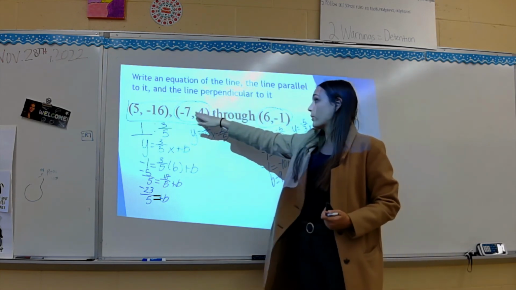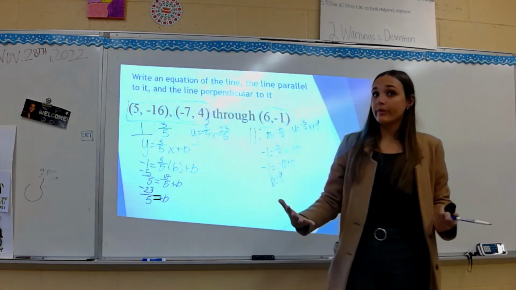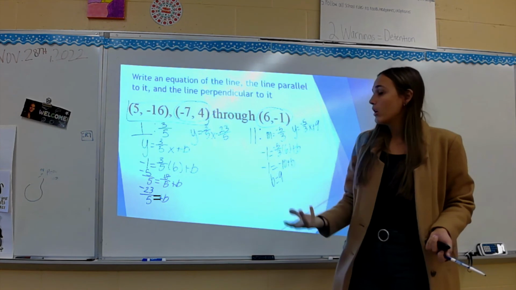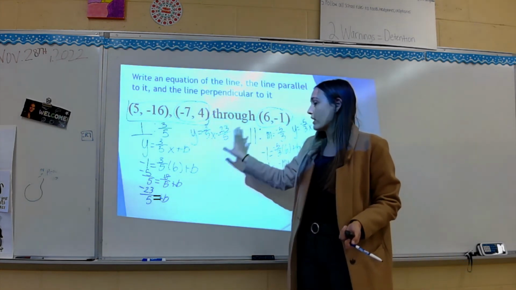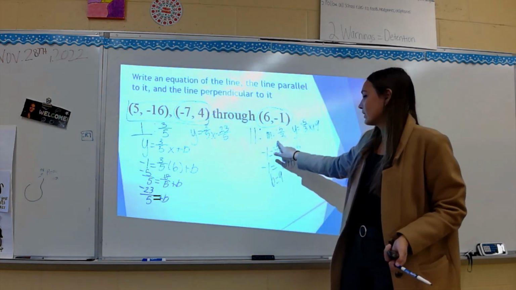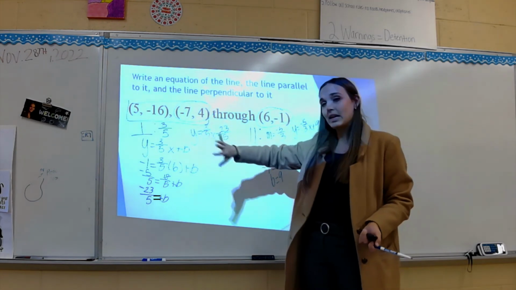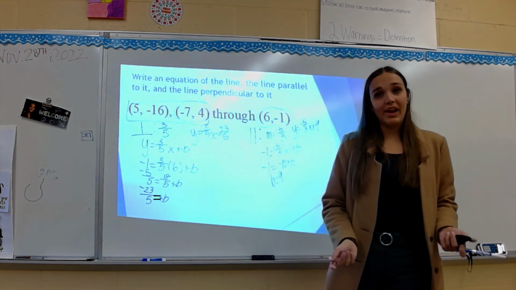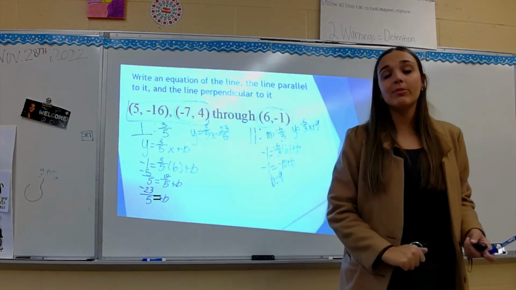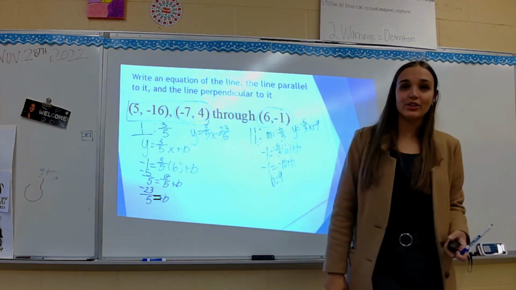Create the normal equation, write that down. Obviously, we wouldn't erase it if we were doing a quiz or classwork, but we'll want to make sure I had enough room. Parallel gives me the same slope. Perpendicular gives me negative reciprocals. I flip that. Let's try one more problem to make sure we're all on the same page.